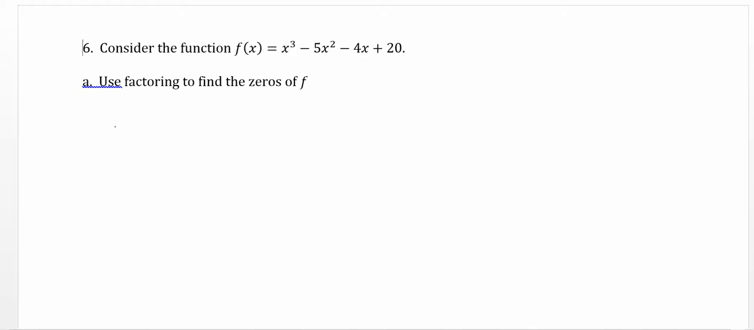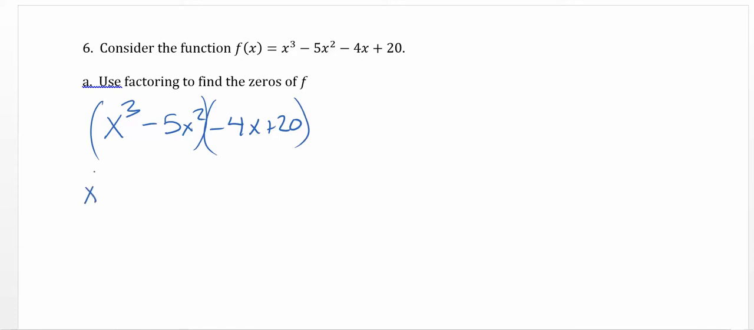Okay, so if I could factor this thing, I would say x cubed minus 5x squared minus 4x plus 20. I'd factor by grouping, so I'd group these two together and then group those two together. So I can take an x squared out of the first group, leaving me with an x minus 5. And then I can take a negative 4 out of the second group, leaving me with an x minus 5, because negative 4 times negative 5 is the positive 20.